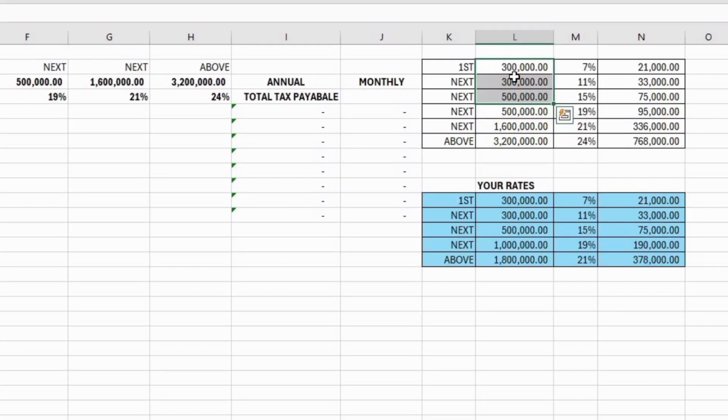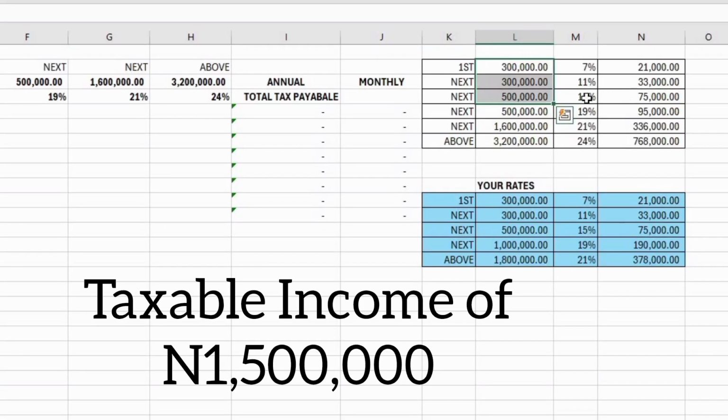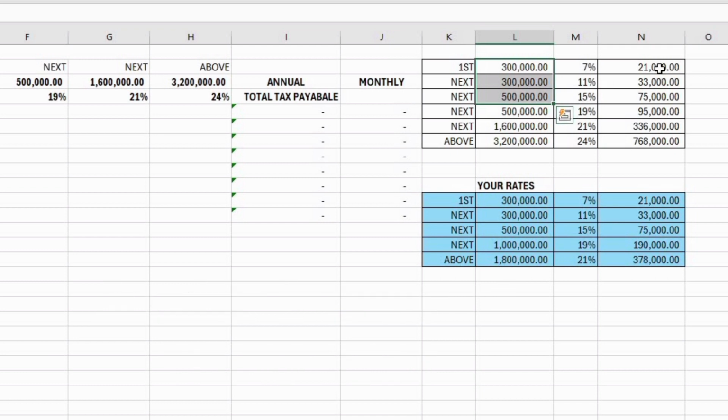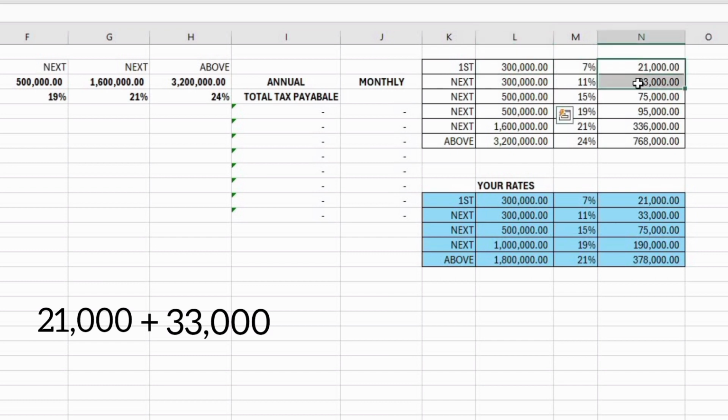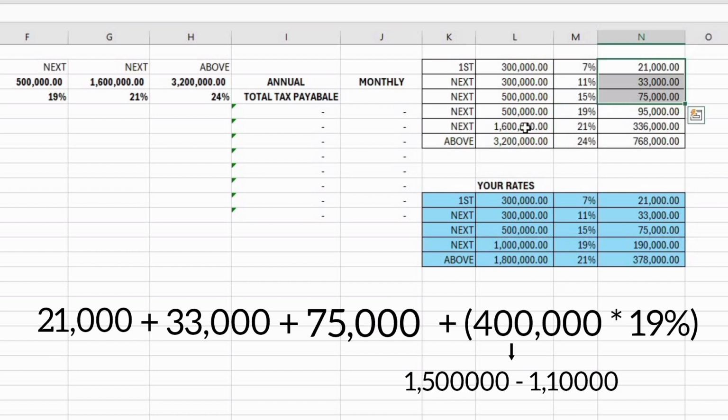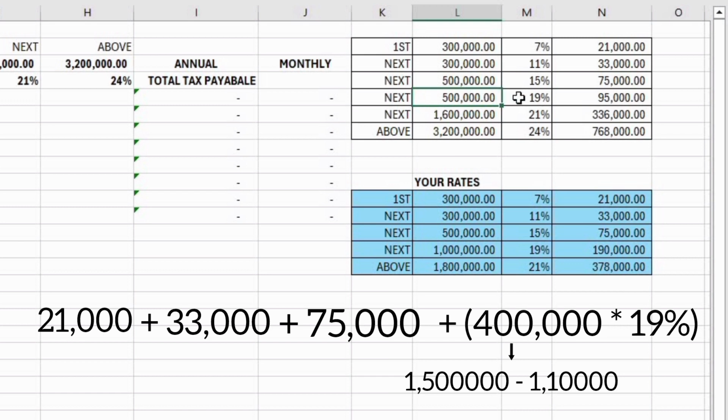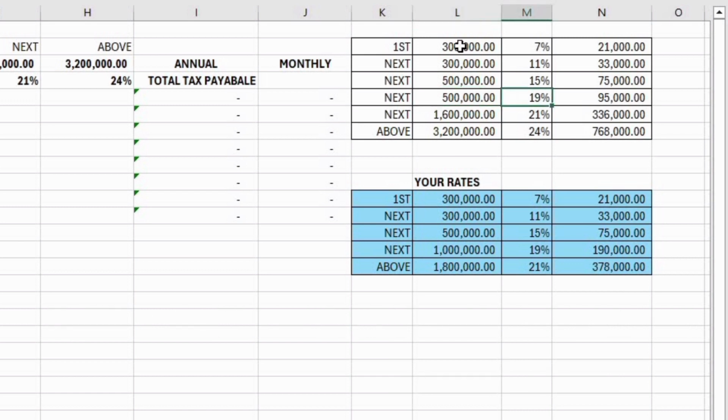For example, if the taxable income of a taxpayer is 1.5 million naira, he gets charged 21,000 on the first 300,000, 33,000 on the next 300,000, 75,000 naira on the next 500,000. Then the excess of 400,000 above the initial cumulative of 1.1 million will be charged 19%. Then the overall total will become the amount of tax to be paid.